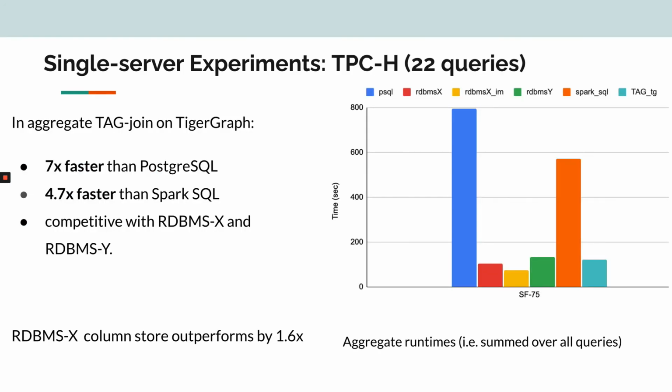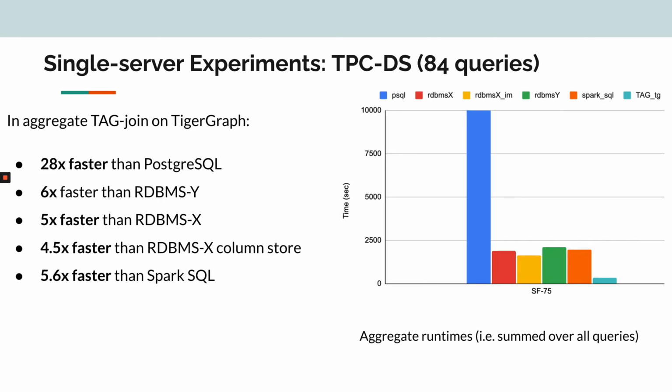These are aggregate runtimes of TPCH queries, shown at scale factor 75. And as we can see, tag join outperforms Postgres and Spark SQL, while being competitive with the commercial databases X and Y. Results for TPCDS queries demonstrate that tag join is particularly well suited to data warehousing scenarios, where we have snowflake schemas with primary foreign key joins. In aggregate, tag join outperforms all relational systems by at least 4x.